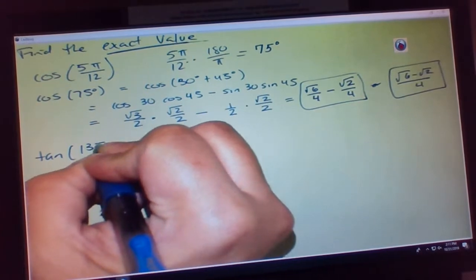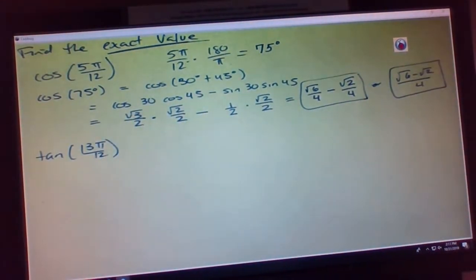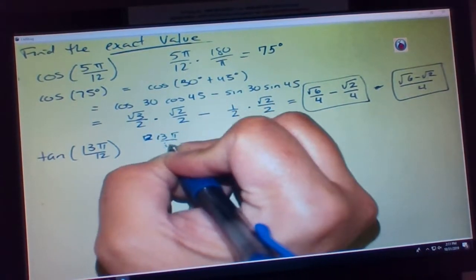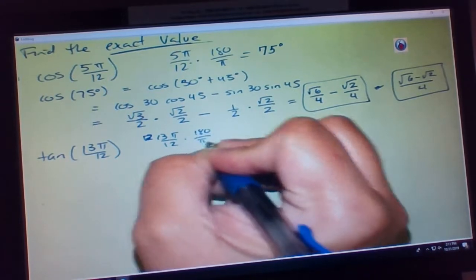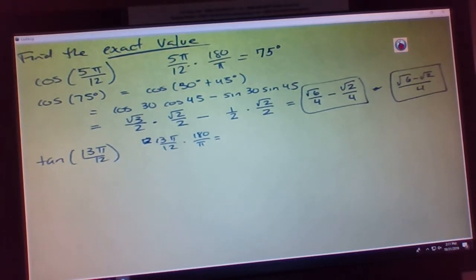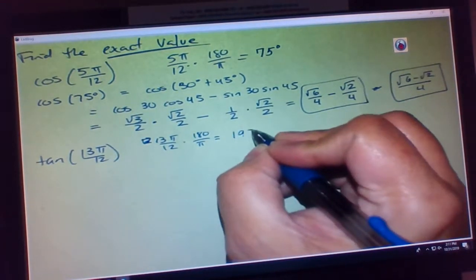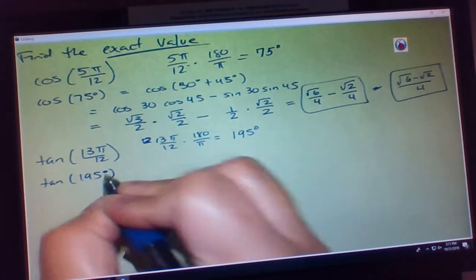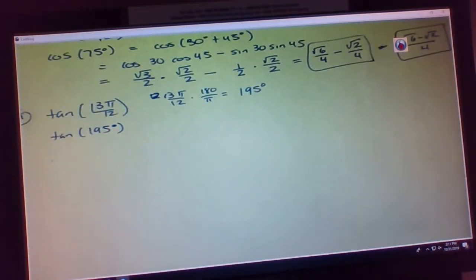Tangent of 13 pi over 12. What is 13 pi over 12? Times 180 over pi. How many degrees is that? 195. So I have tangent of 195 degrees. So tangent of 195 degrees can be broken down into 60 and 135.